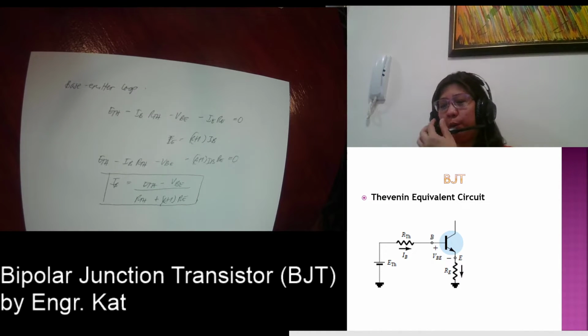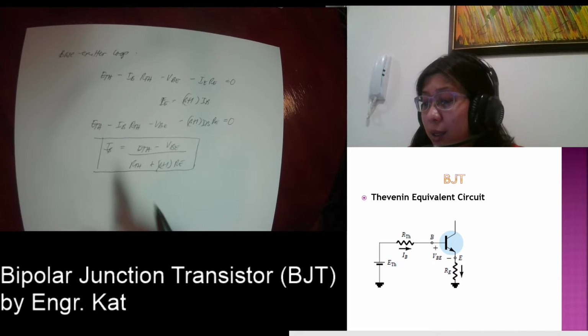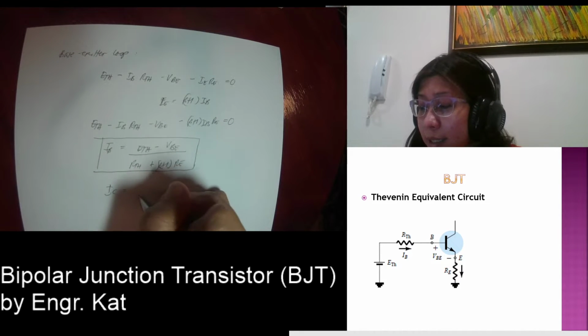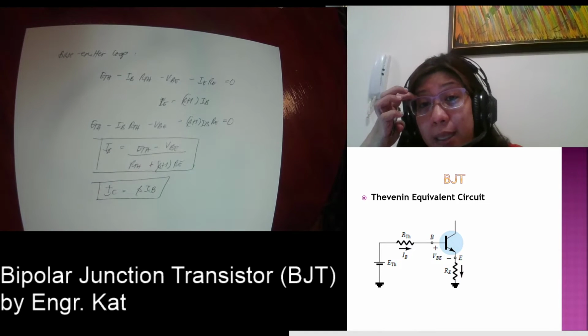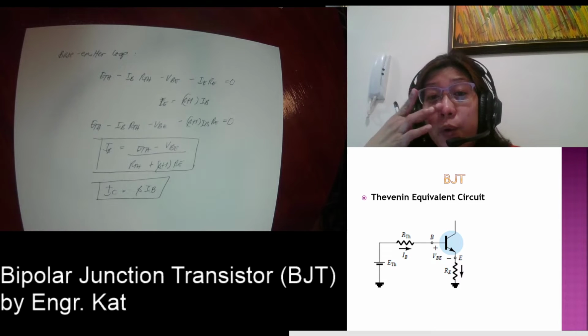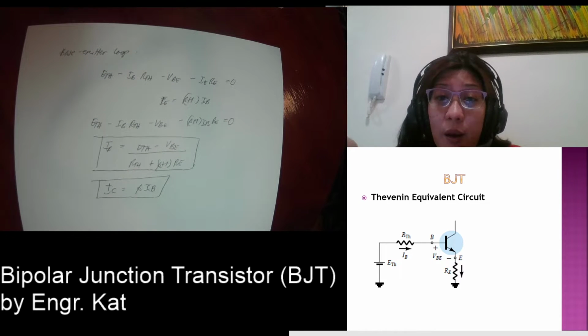Okay? So, what's next? We will solve for IC. IC is still equal to beta multiplied by your IB. So we can still see beta there, okay? But later on, we're going to find out what will be the effect of this particular circuit.